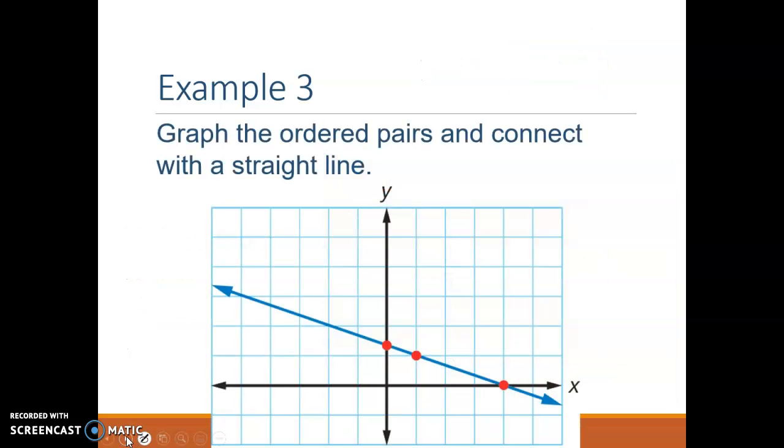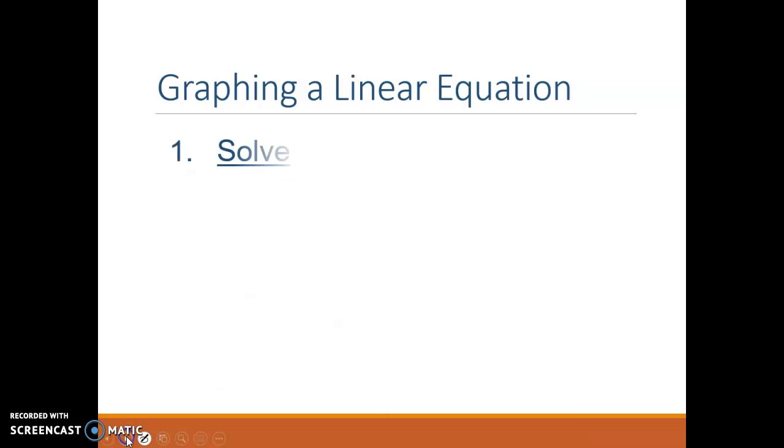We're then going to plot our points and graph all the ordered pairs. We'll connect it with a straight line to show that this is a linear function.